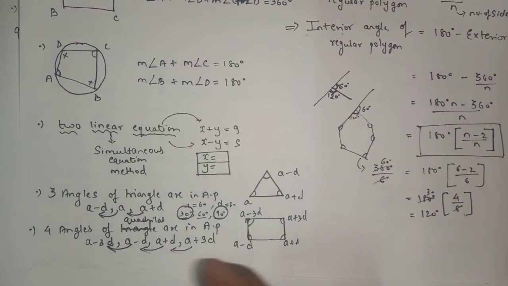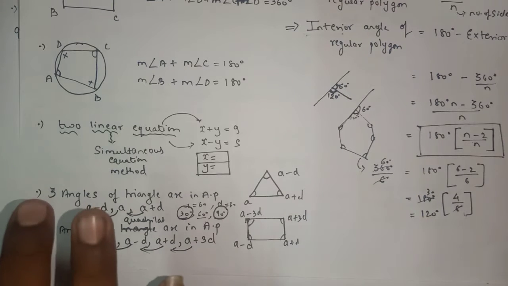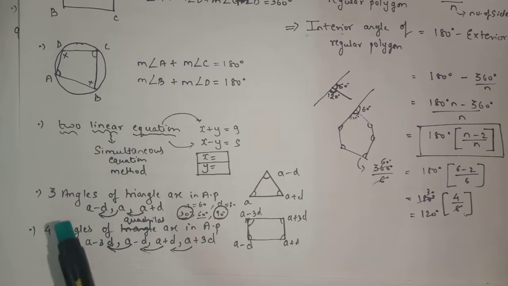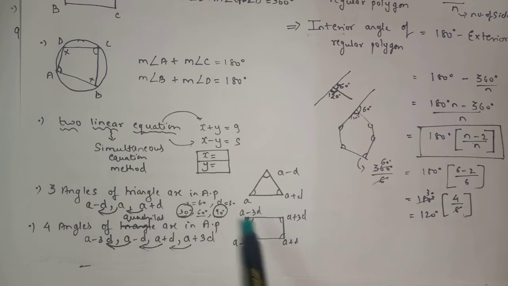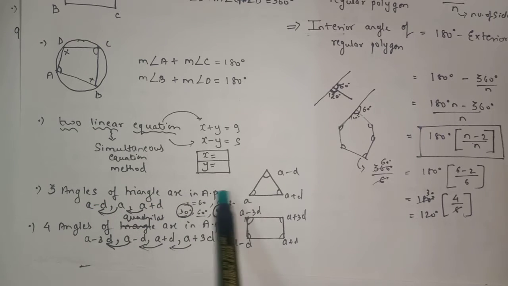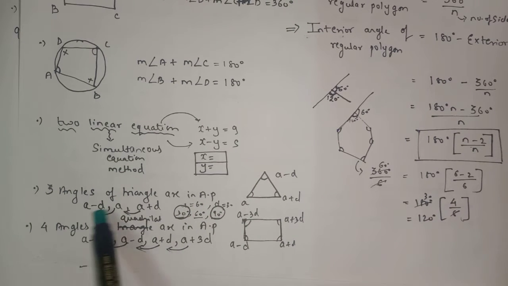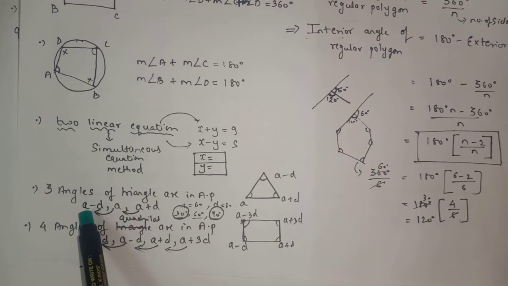As the question will say clearly, it will be mentioned as the smaller angle and the greater angle. So by seeing this we cannot say directly whether this is smaller or this is greater. Because of that, I took one example, considering a as 60 and d as 30. So here we come to the conclusion that the first angle is smaller and the last one is greater.